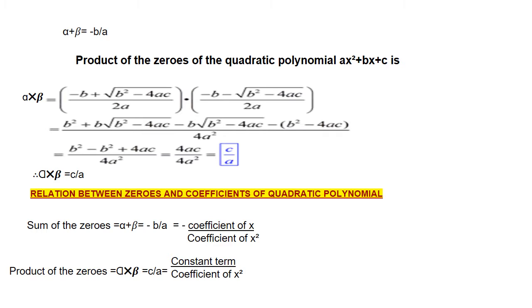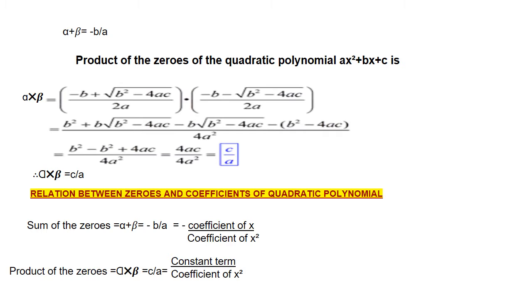Now the product of the zeros of a quadratic polynomial ax square plus bx plus c. Alpha and beta are the two zeros. Its product is alpha into beta. What is alpha? Minus b plus under root of b square minus 4ac by 2a. It is multiplied by the next, beta, minus b minus under root of b square minus 4ac by 2a.